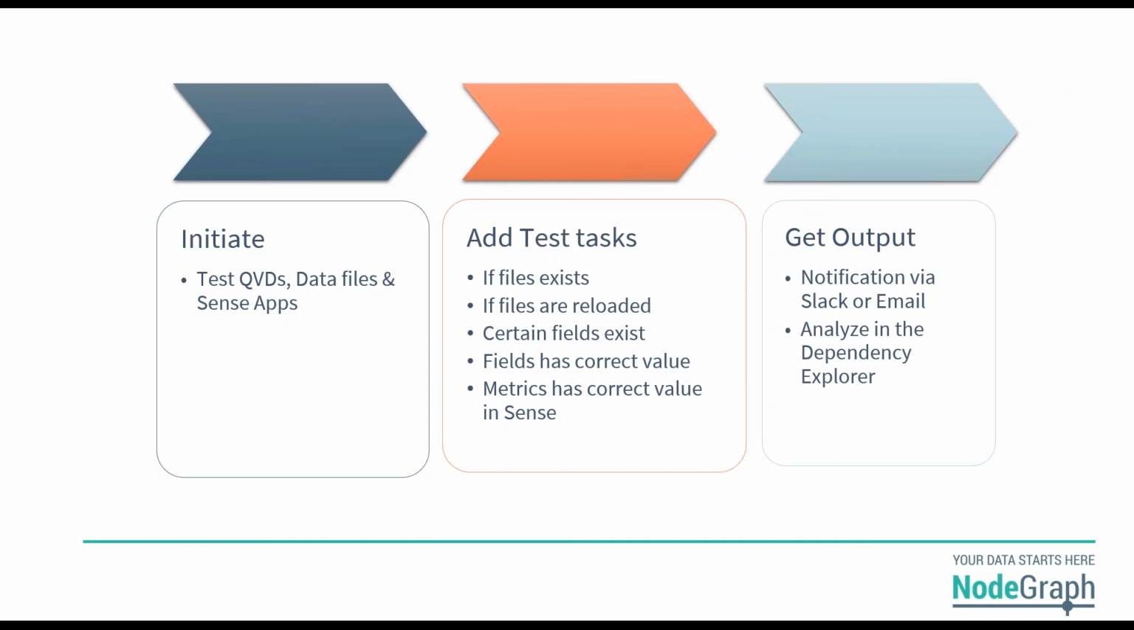When you gather all this data and set up all these tests in your environment, the output is that if a test fails, you will get a notification either via Slack or email. You can also analyze the test results in the Dependency Explorer. So it's a very easy way to be one step ahead when and if something fails.